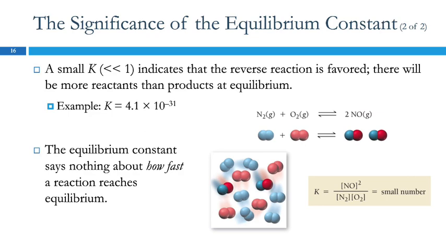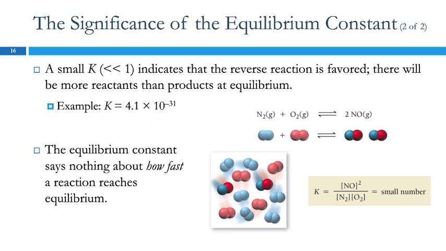If K is very small, it's the opposite, right? That means that the product concentrations are very small, the reactant concentrations are very large. K is a small number. The reverse reaction is favored. There's going to be more reactants than products at equilibrium. And again, what do we mean by small? This one is 4.1 times 10 to the minus 31.